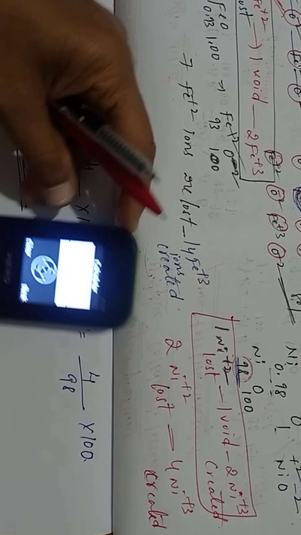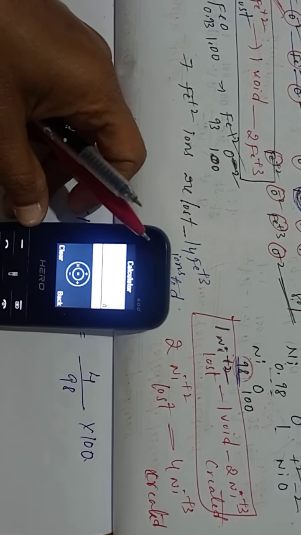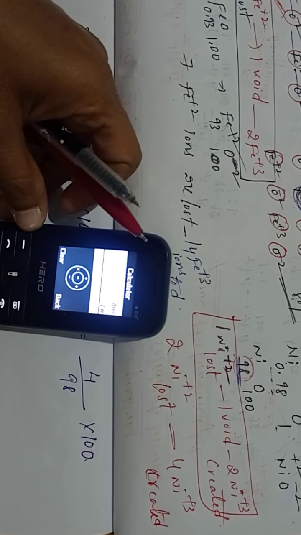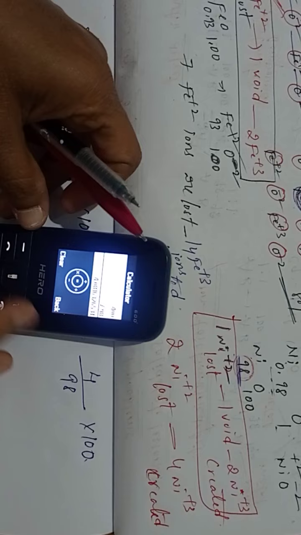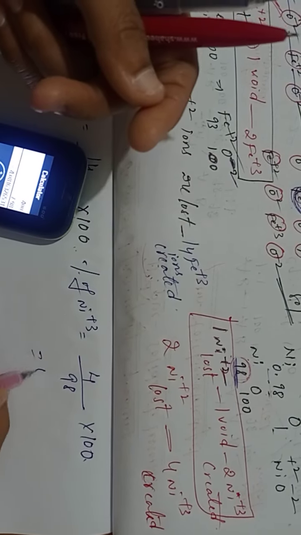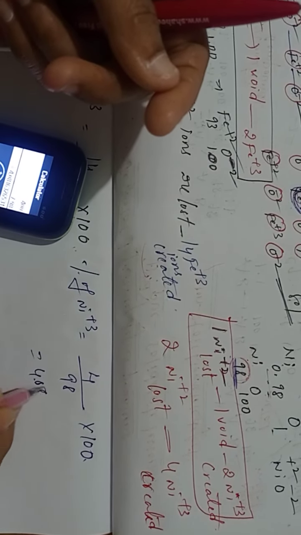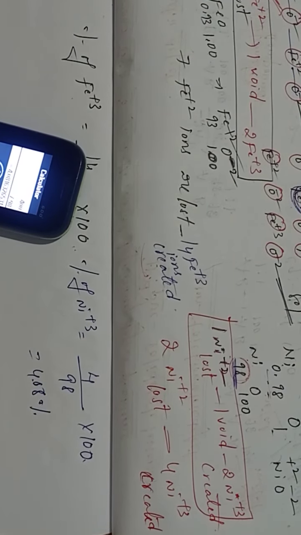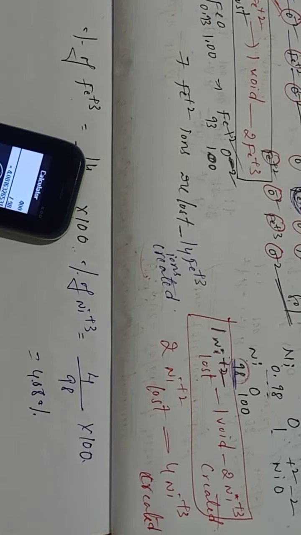See here, 400 by 98. How much, students? 4.08. You will get 4.08 percentage. Understood? This is the percentage of Ni plus 3, students.